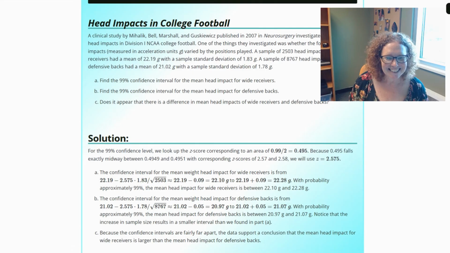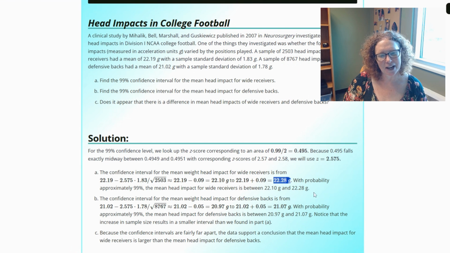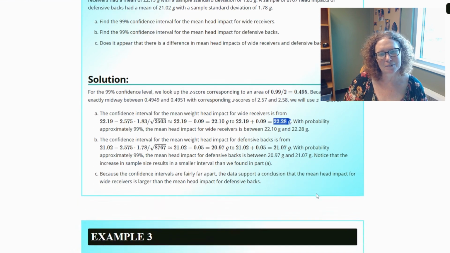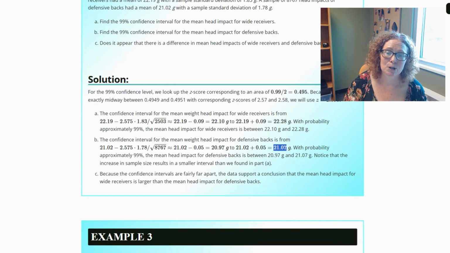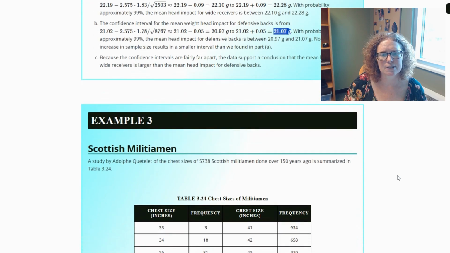We do the same thing again when we look at defensive backs and we see the difference. So we have 22.28 grams for the mean head impact for wide receivers, and the confidence interval for the mean head impact for defensive backs is 21.07. So based on that, we could say that the mean head impact is greater for wide receivers than defensive backs. It's not that much, but it's there. So you can see the difference.